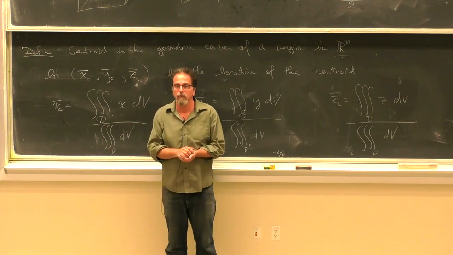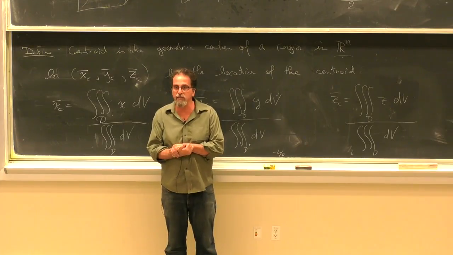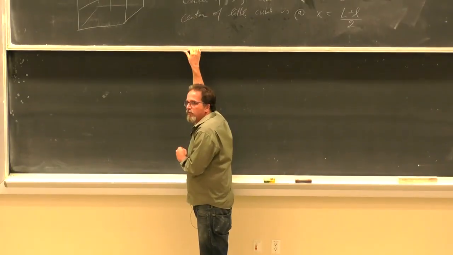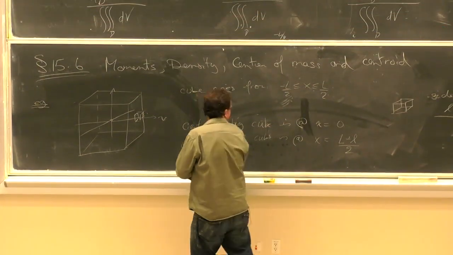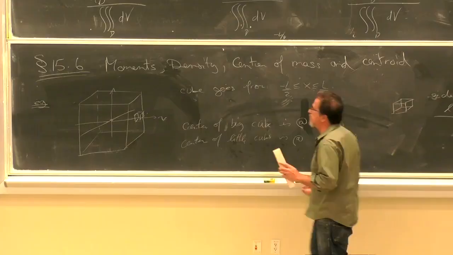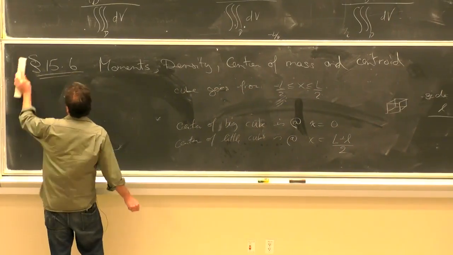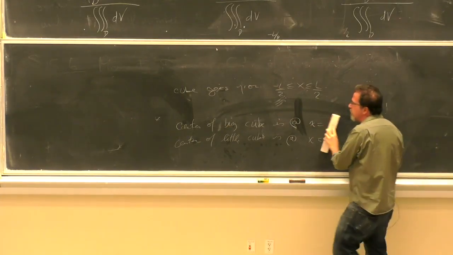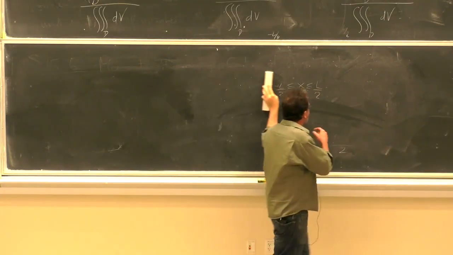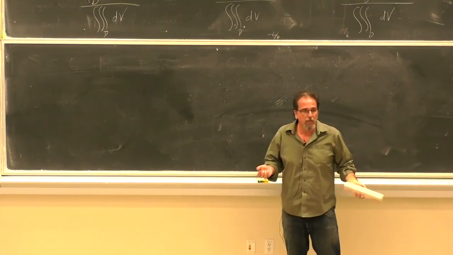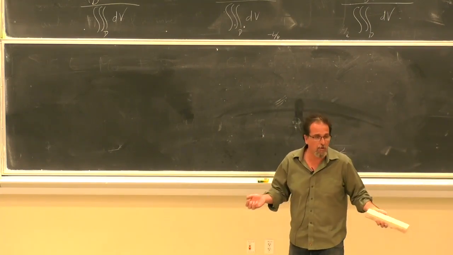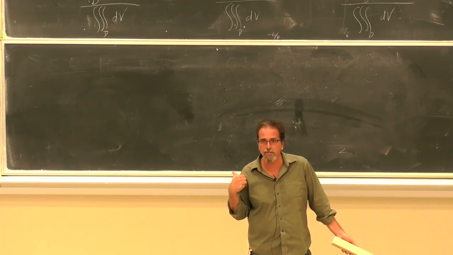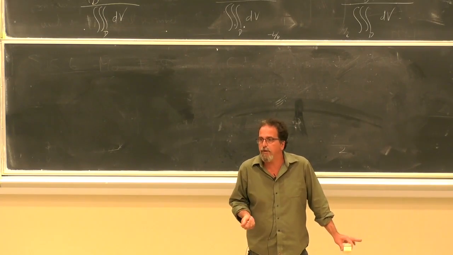So I need a volume now. Let's do an example. I want a volume that's non-trivial. Let's do this one. If I did a sphere centered on the origin, the x bar, the y bar, and the z bar are all going to be 0. I haven't shown that to you, but it's such a straightforward calculation that it's painful, and I can't bear to put you through that.